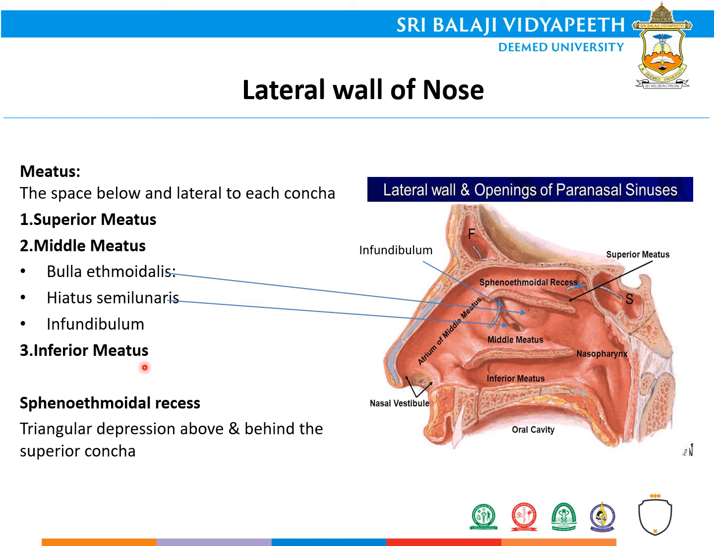And then you also have something called the sphenoethmoidal recess. Now this sphenoethmoidal recess is a triangular depression which is present above and behind the superior concha. Right, so this is the superior concha. So remember, the sphenoethmoidal recess is present above the superior concha, whereas the superior meatus lies below the superior concha.